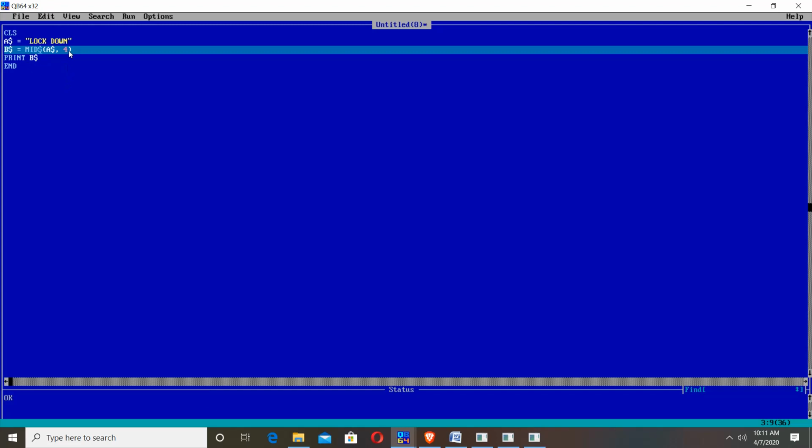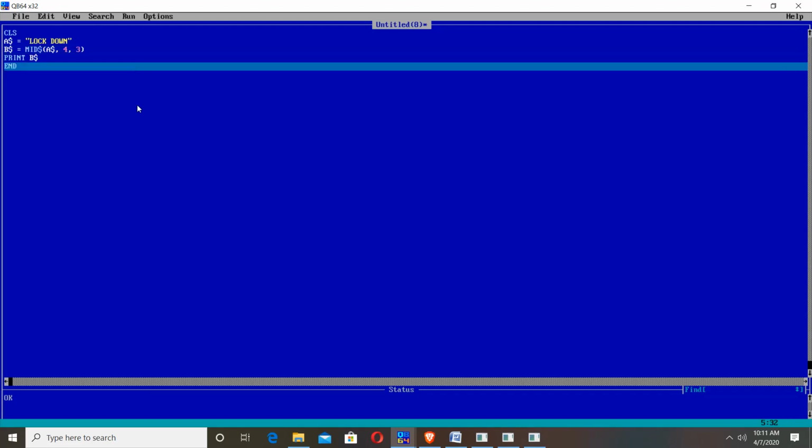Okay, let's write here 4, 3. Now the library function that we have used here, that is MID$. And what is the use of MID$? It is a bit different. In case of MID$, we have used here 3 different parameters. That means MID$, the entered string. After that, 4 and 3.